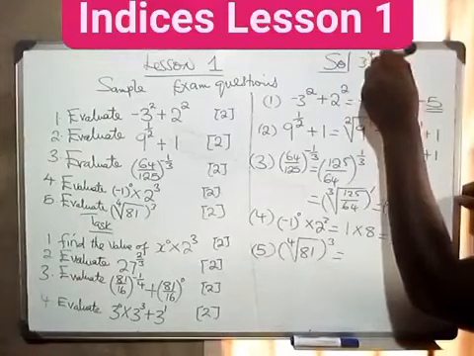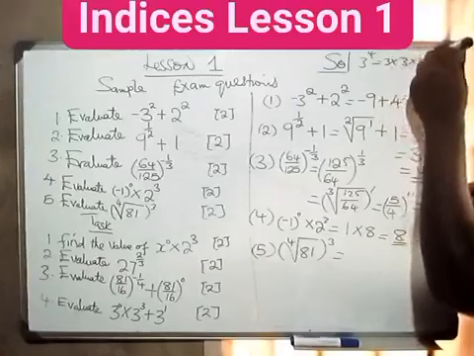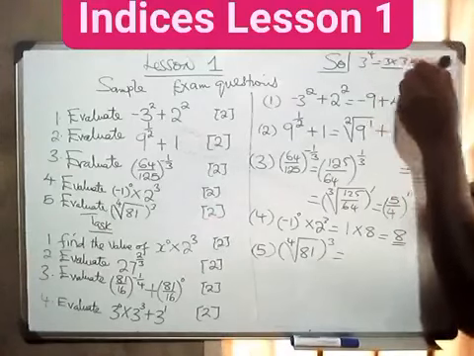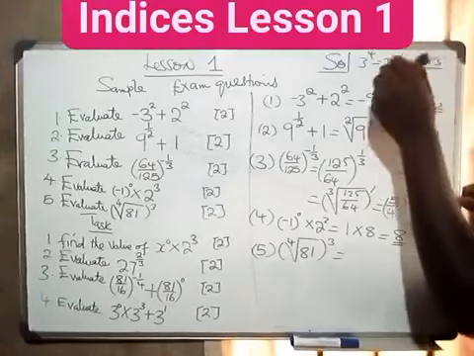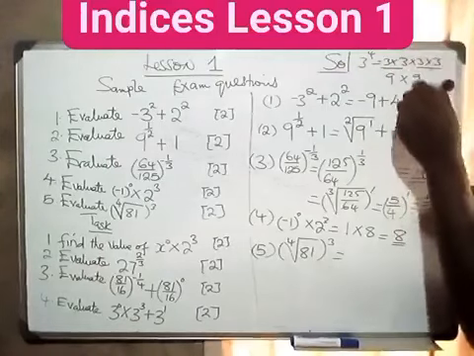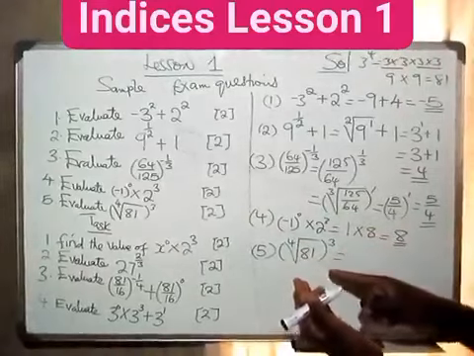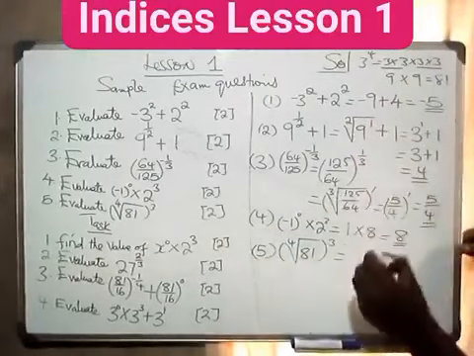3 to the power 4. 3 times 3 times 3 times 3. What about 3 times 3 and 3 times 3? 3 times 3 is 9. 9 times 9 here, so it is giving us 81. So the fourth root of 81 is 3.